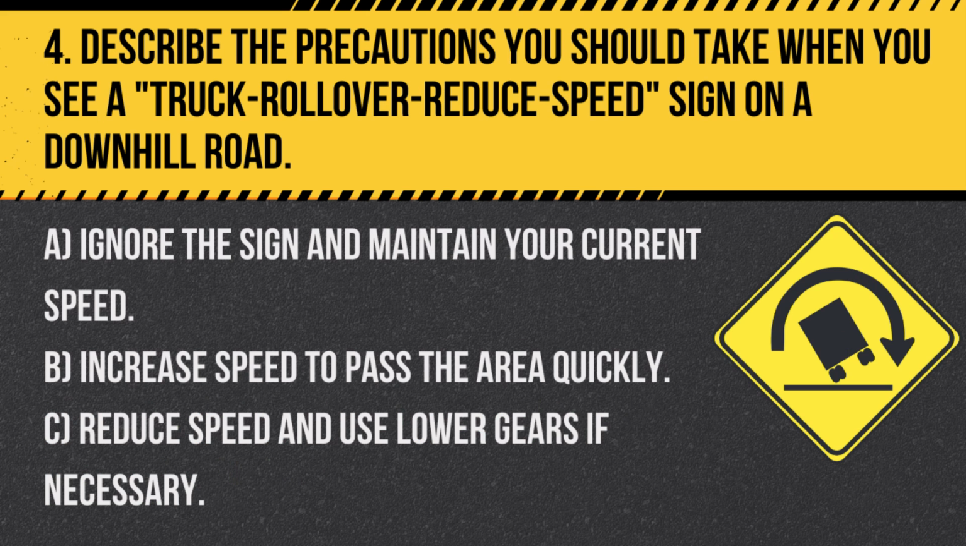Question 4. Describe the precautions you should take when you see a truck rollover reduce speed sign on a downhill road. A. Ignore the sign and maintain your current speed. B. Increase speed to pass the area quickly. C. Reduce speed and use lower gears if necessary.